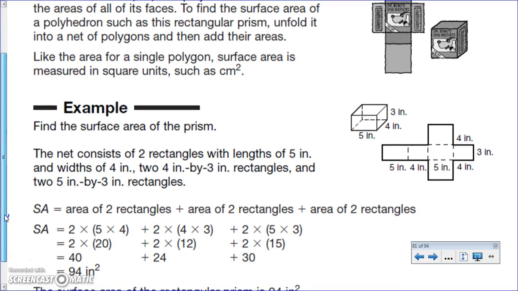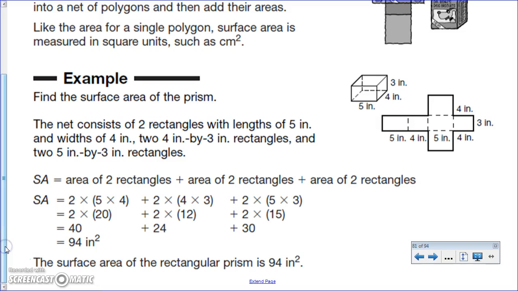So in our example here, they want us to find the surface area of the prism. The net that they have unfolded out to the right for us consists of two rectangles with lengths of 5 and widths of 4 inches, two 4-inch by 3-inch rectangles, and two 5-inch by 3-inch rectangles. So to find the surface area, we're going to find the area of the first set of rectangles and multiply that by 2. So we get the 2 times 5 times 4.